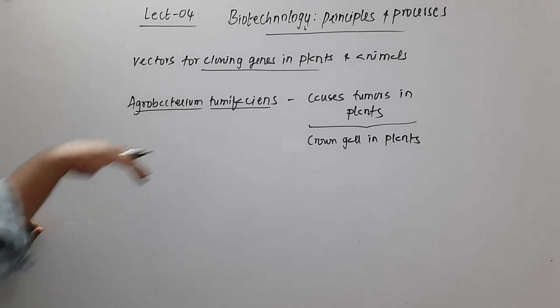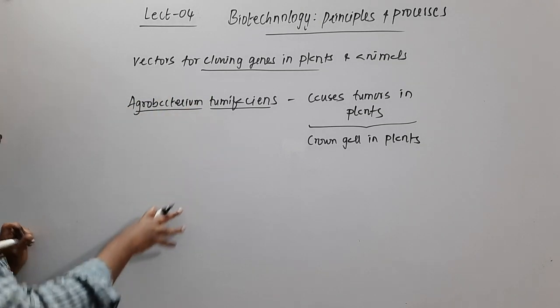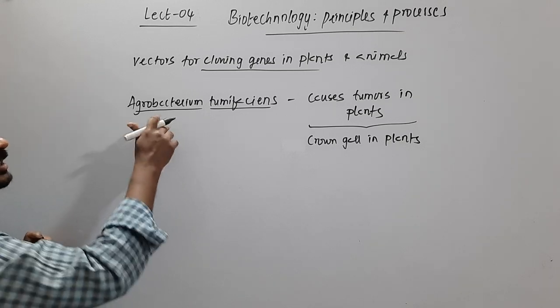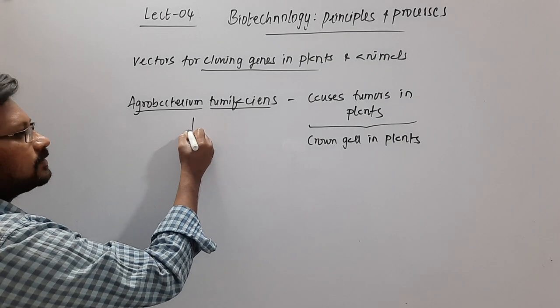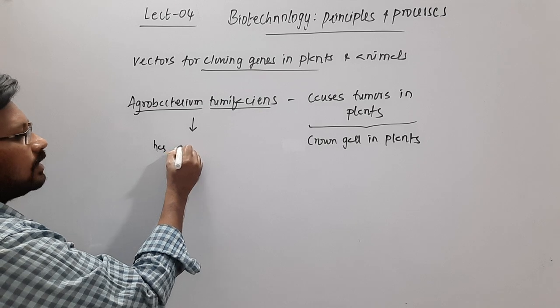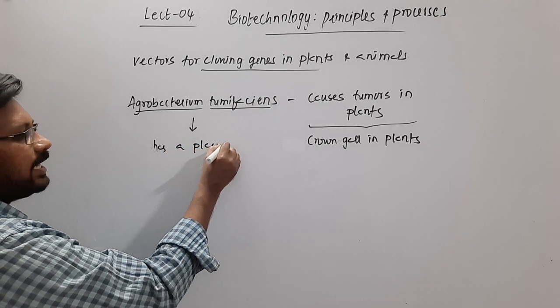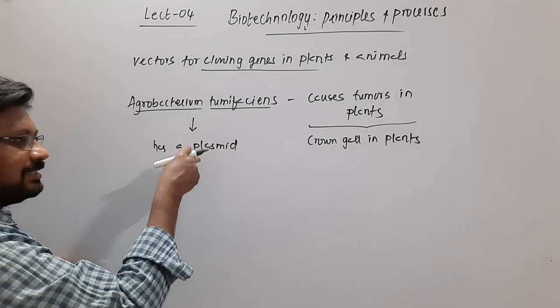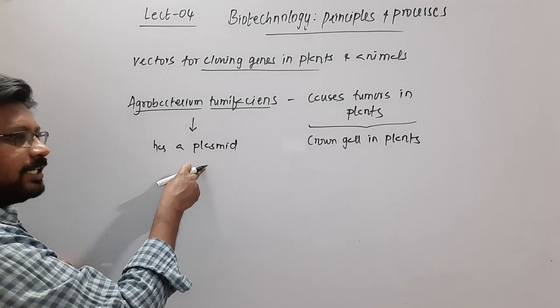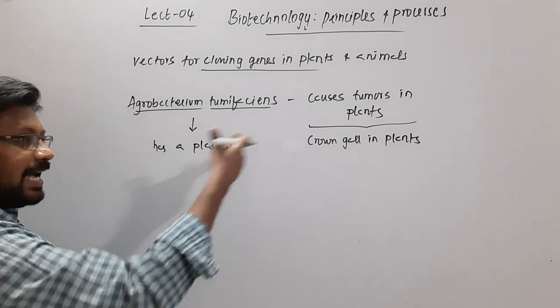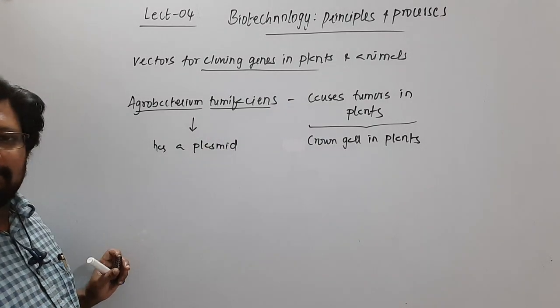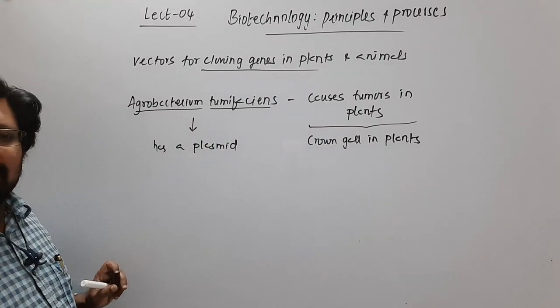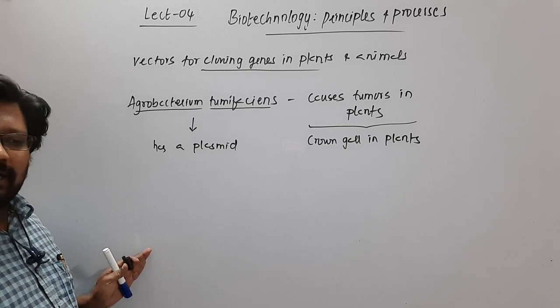Now, how is this Agrobacterium able to cause those tumors? Agrobacterium tumefaciens has a plasmid, and this plasmid has genes that actually make the cell become a tumor, meaning the cell will go on dividing.